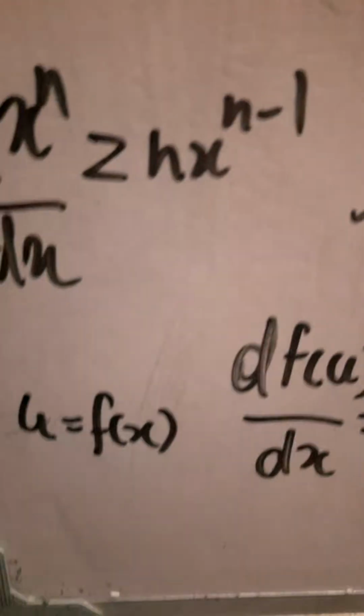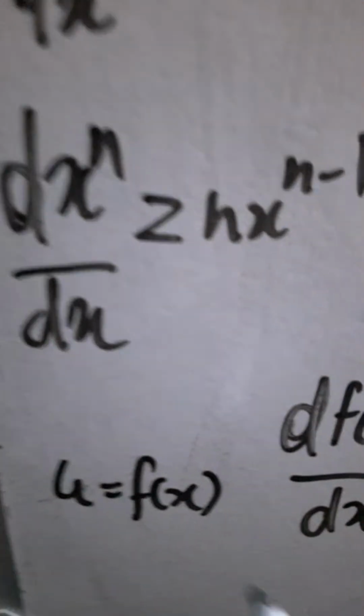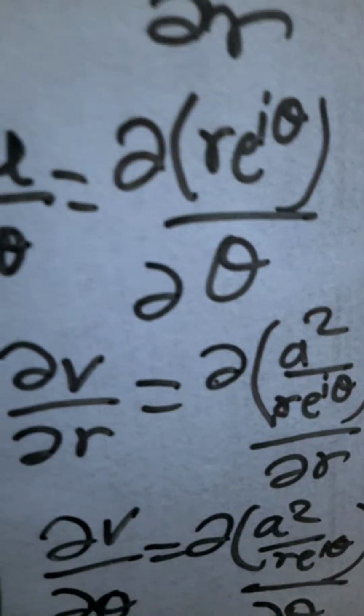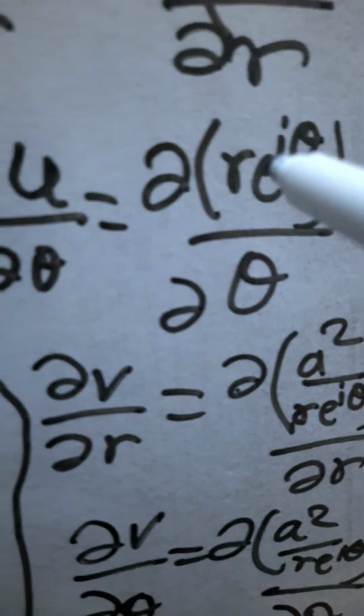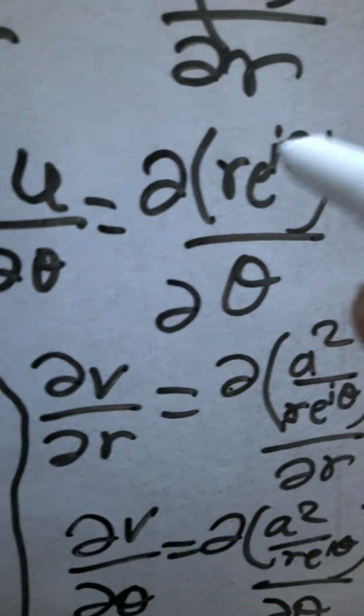So what did I tell you in chain rule? We should have a function of theta, but we have a function of i theta now. So i theta is a function of theta, but we have a function of something, and that is a function of theta. So this is like a nested thing.